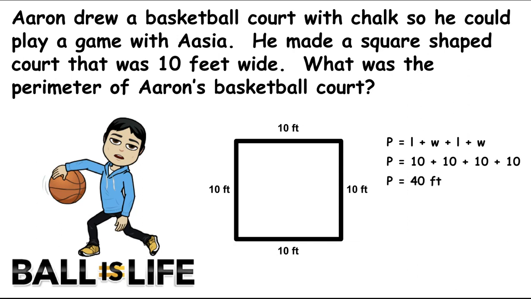So once again, I needed to make sure that I named the unit of length in the answer. Otherwise, the answer is not correct. So the perimeter of Aaron's basketball court was 40 feet.